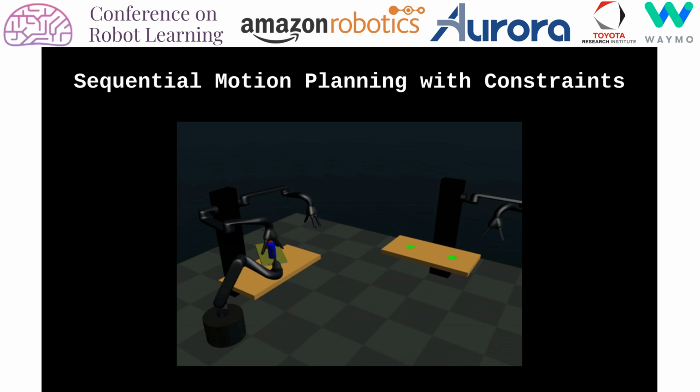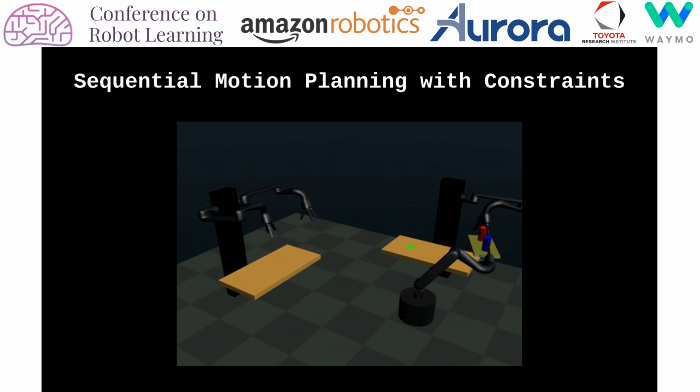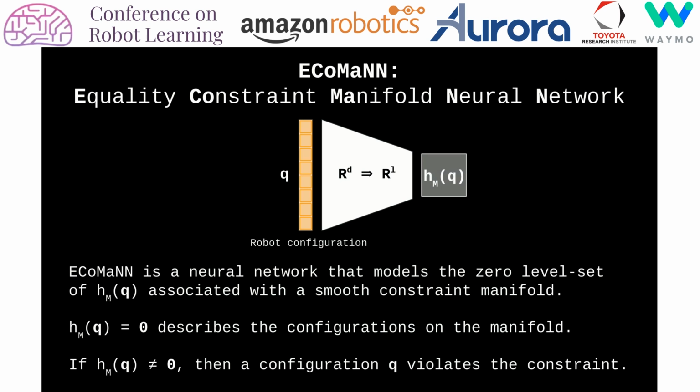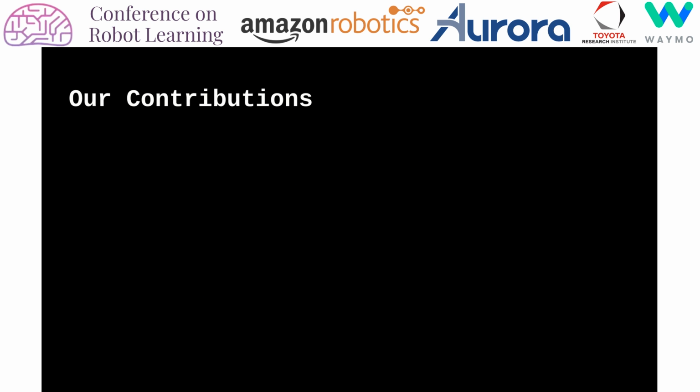In particular, we propose a new method called Equality Constraint Manifold Neural Network, or ECoMaNN. ECoMaNN is a neural network that models the zero-level set of h_M(q) associated with a smooth constraint manifold. It takes a configuration q as input and outputs a prediction of the implicit function h_M(q). For equality constraints, h_M(q) is 0 for all configurations on the manifold. h_M(q) is non-zero for configurations not on the manifold, in other words, for configurations that violate the constraint.